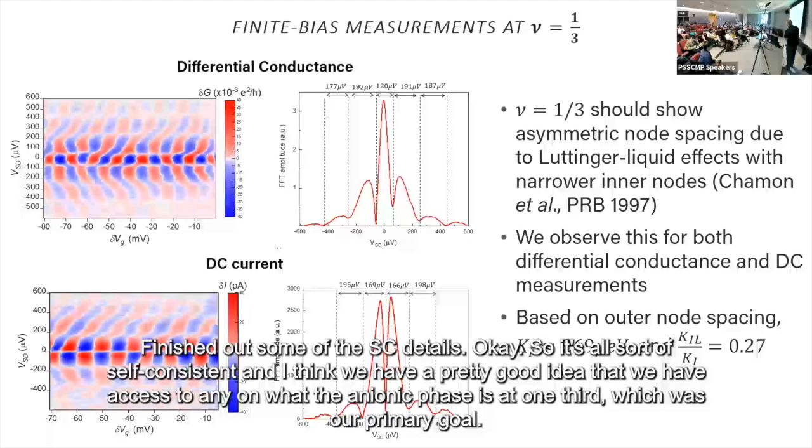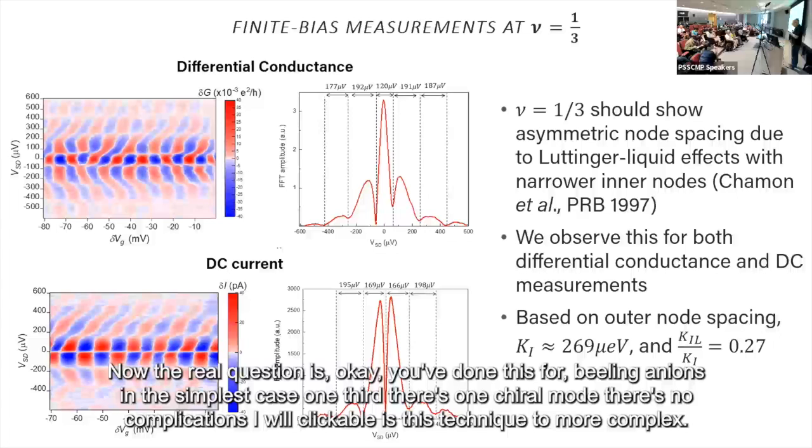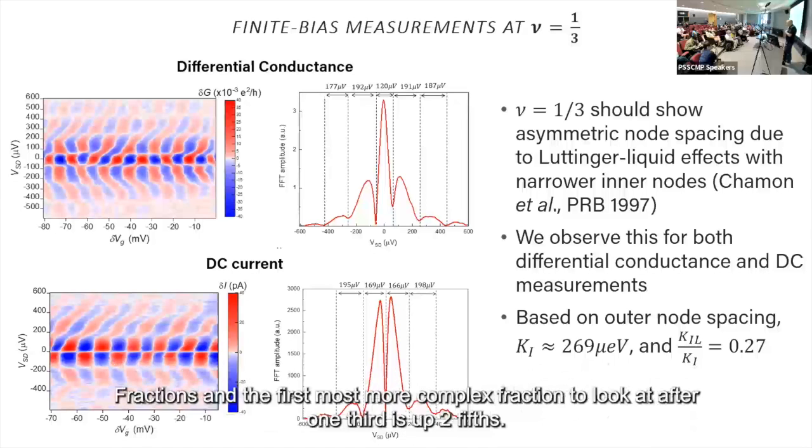So it's all sort of self-consistent, and I think we have a pretty good idea that we have access to anyons, what the anyonic phase is at 1/3, which was our primary goal. Now the real question is, okay, you've done this for abelian anyons in the simplest case, 1/3, there's one chiral mode, there's no complications. How applicable is this technique to more complex fractions?